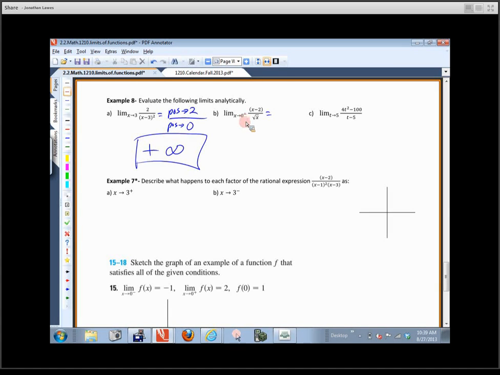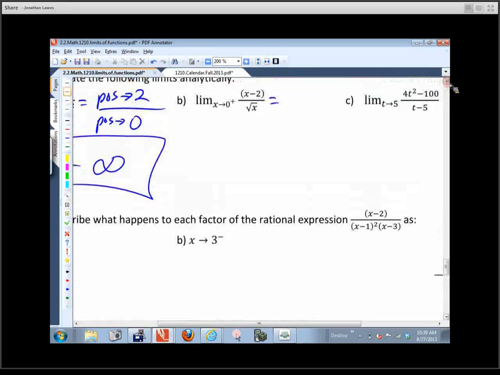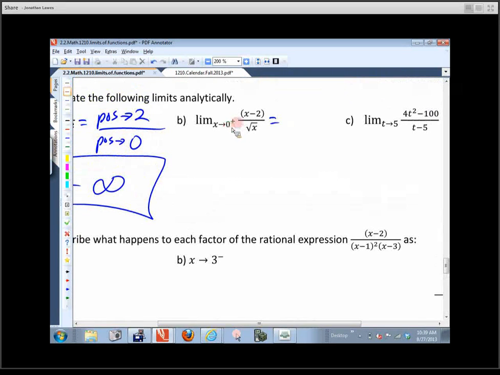This one's different. Approaching 0 from the positive side. So if you have any trouble figuring this out, just pick a positive number that's really small, really close to 0 from the positive side. So let's say I plug in 0.1. What's the sign of this numerator? Negative. A number really close to 0 minus 2 would be negative, and it's going to get really close to negative 2. It's negative and getting closer and closer to 2.